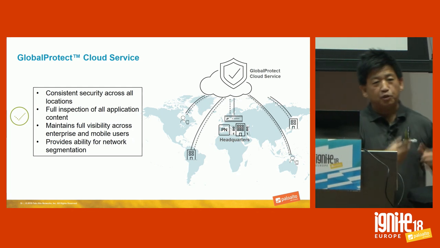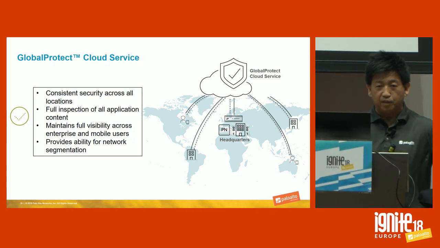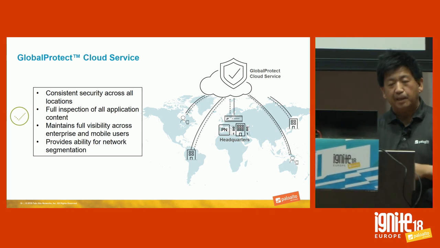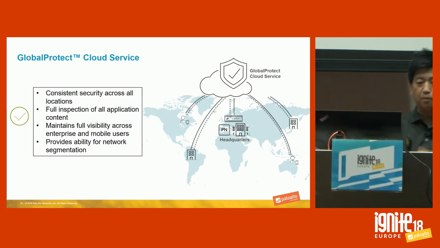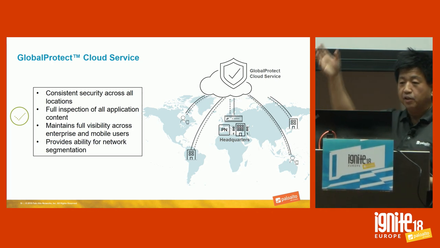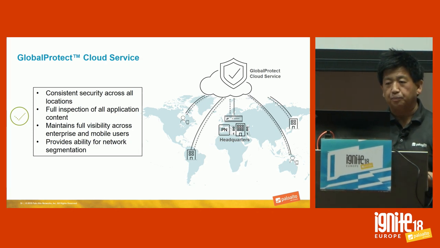Might be a country where it's not easy to import hardware, so you have to go through the import laws about moving equipment from location to location. That process of doing it in hardware can take weeks, months, whereas with GlobalProtect Cloud Service, you can save a lot of time because you can do everything through the cloud and make one hop to the cloud to take care of the protections that you need.